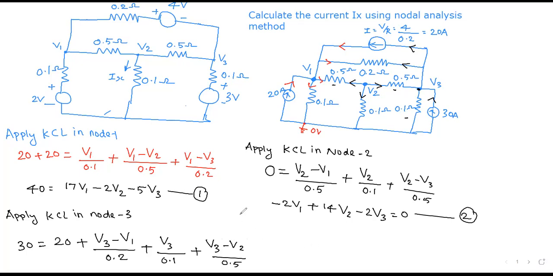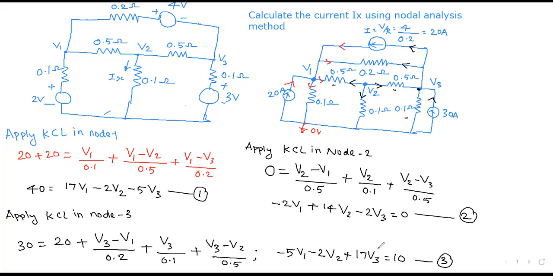So finally, by simplifying this, your third equation you would be getting is minus 5 V1 minus 2 V2 plus 17 V3, which is equal to 10. This is equation number 3.